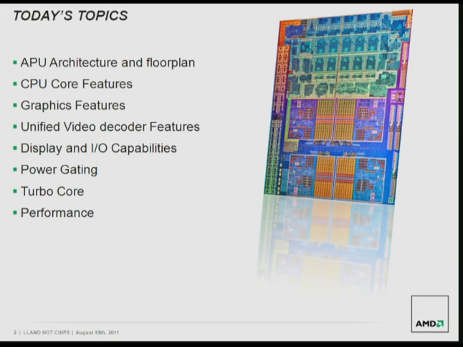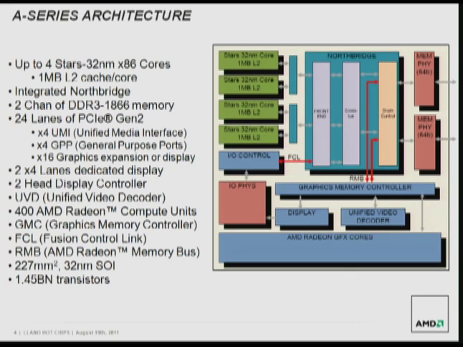So today I'm going to talk about the APU architecture and the floor plan, talk about some of the CPU core features, a quick run through of what the graphics core consists of, expose the unified video decoder features, talk about our configurable display and I/O capabilities, and then we'll get into the slides that Effie and myself did together on power gating, Turbo Core, and performance. When we get there, you're going to be challenged to look for the differences. There are some, but you're going to be challenged to look for them. So, architecture and floor planning.